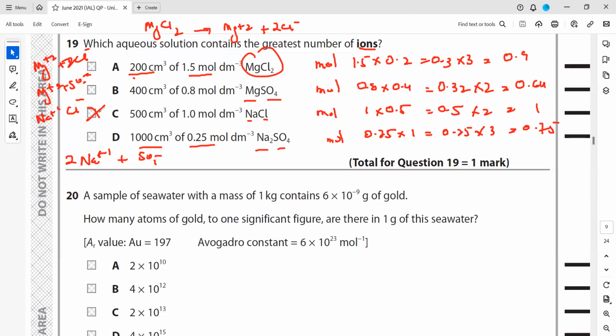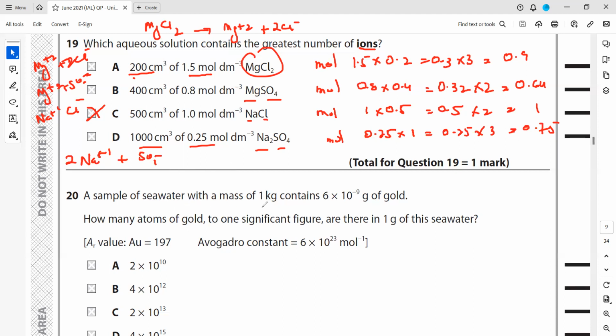Is it clear, this one? So we work out the number of moles of ions. The one which gives the highest number of moles has the maximum.